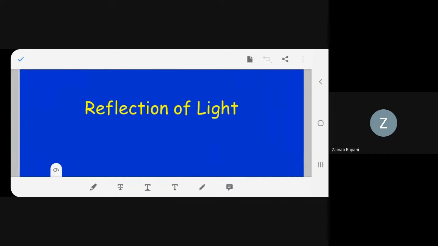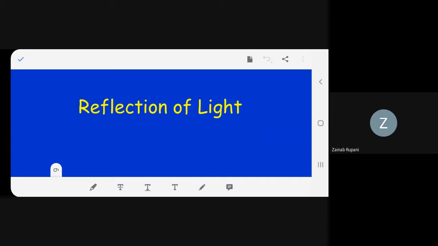We're going to talk about an important phenomenon, that is reflection of light. Whatever colors you see, whatever objects you see, wherever you look, it is all due to reflection and nothing else.